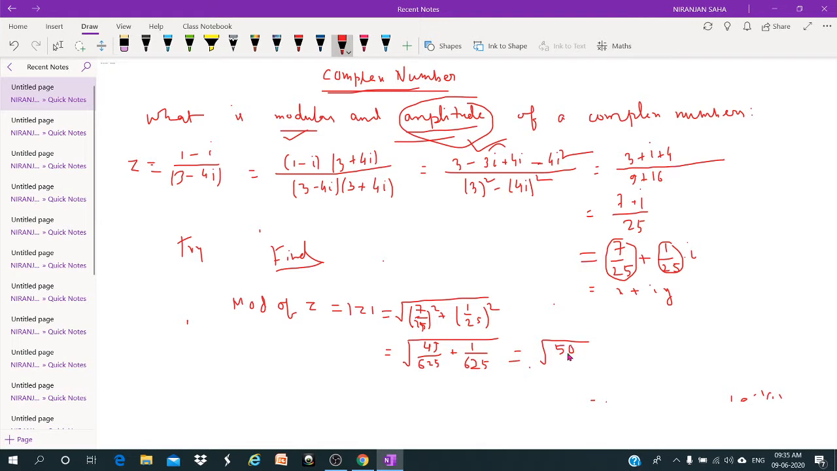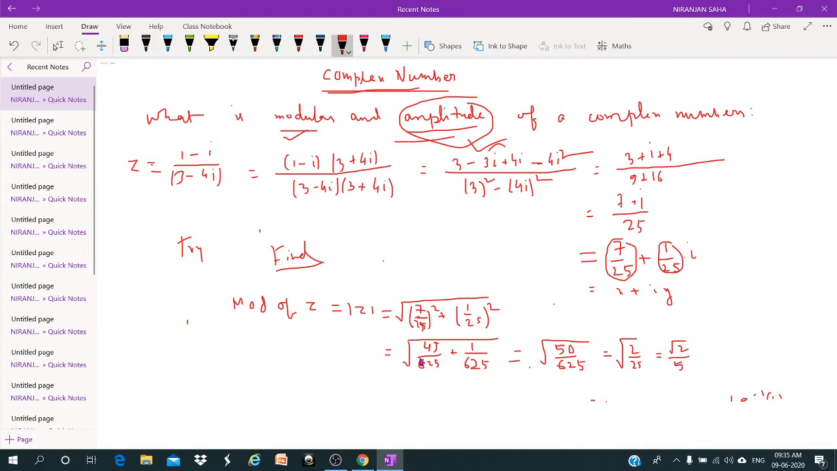This will be 50 upon 625. The root of 625 is 25, and here we can break this: this will be root 2 by 25, just taking the multiple of 25. This is root 2 by 5. So this is our modulus.